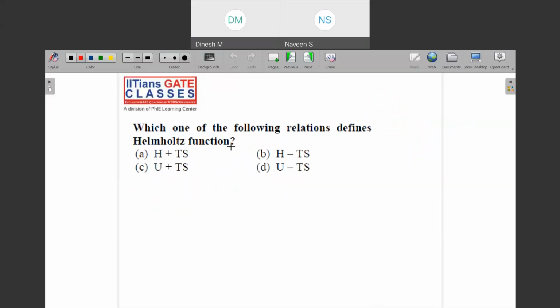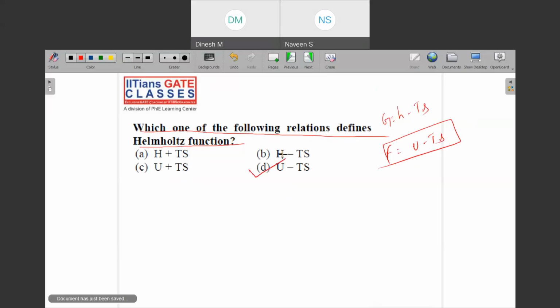Next question. Which of the following relations defines Helmholtz function? Helmholtz function was f is equal to u minus Ts, and Gibbs function was g is equal to h minus Ts. So f is equal to u minus Ts.